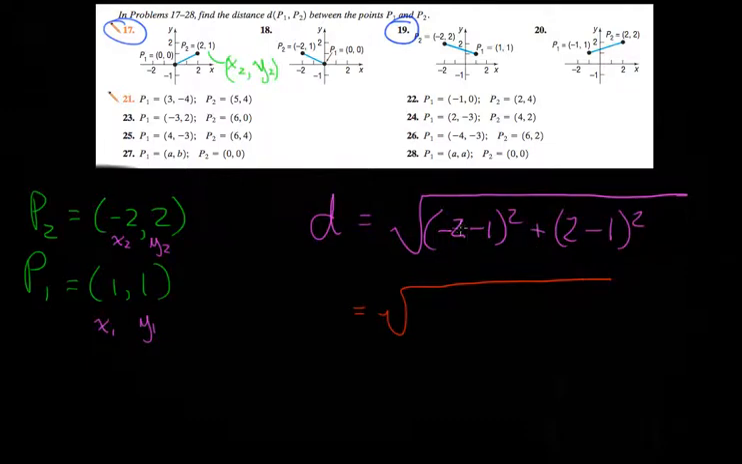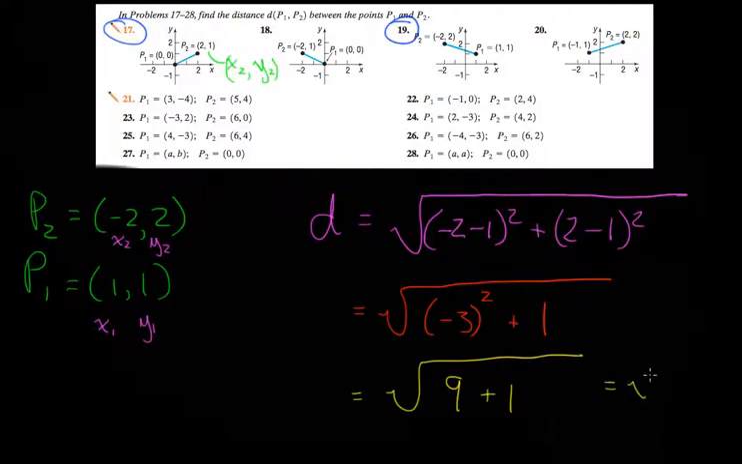That's equal to, simplify, so negative 2 minus 1. That's negative 3 squared plus 2 minus 1 is 1. 1 squared is 1. And then this is square root now. Negative 3 squared is negative 3 times negative 3, which is 9. So 9 plus 1. This turns out to be the square root of 10. So, did I write the answer for this one? I should write it on the page. The answer to this is square root 10.